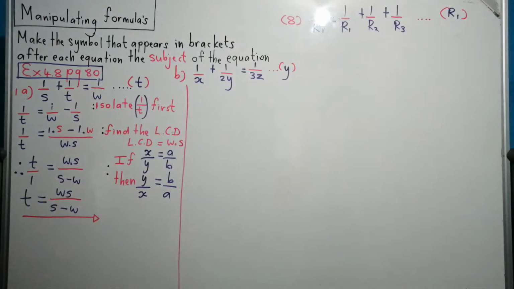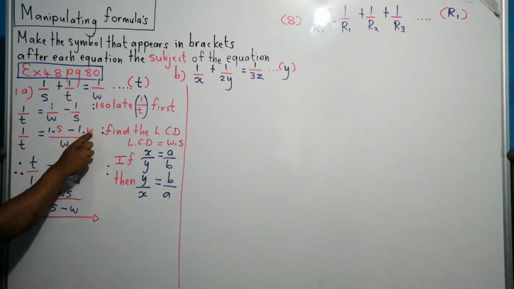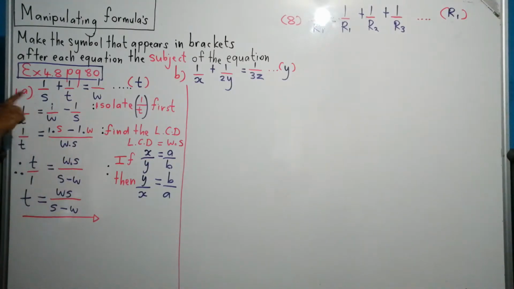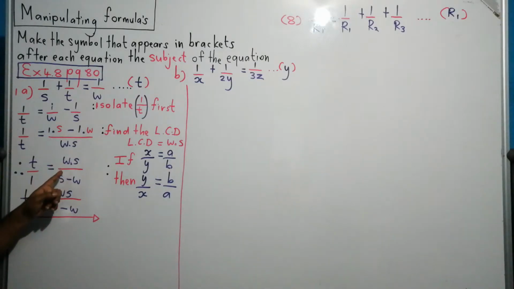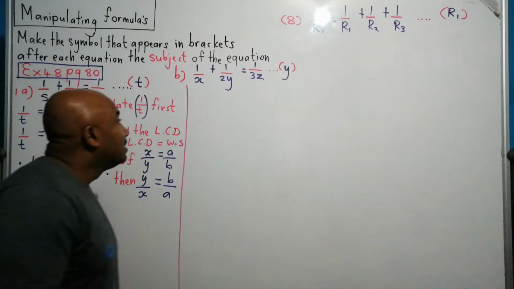That's exactly what I did here. My left hand side is 1 over t, my right hand side is 1s minus 1w over ws. If I swap the numerator and denominator on the left and write it as t over 1, I have to swap numerator and denominator on the right hand side as well. Finally, we know that anything divided by 1 is equal to itself. So t divided by 1 is t, and now t is the subject of the formula.